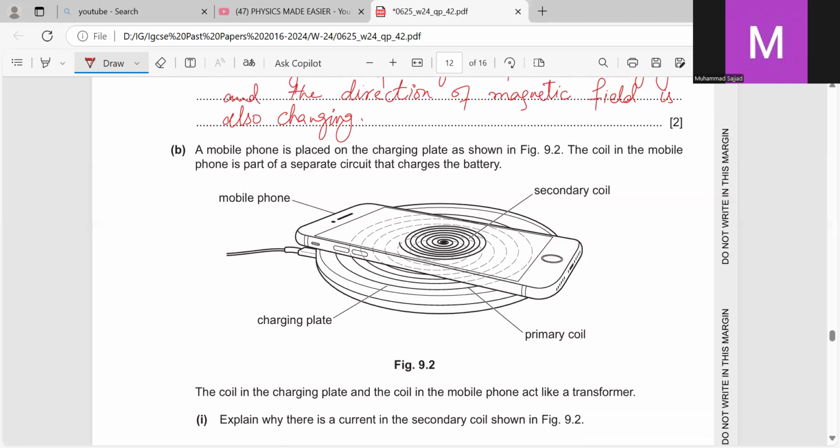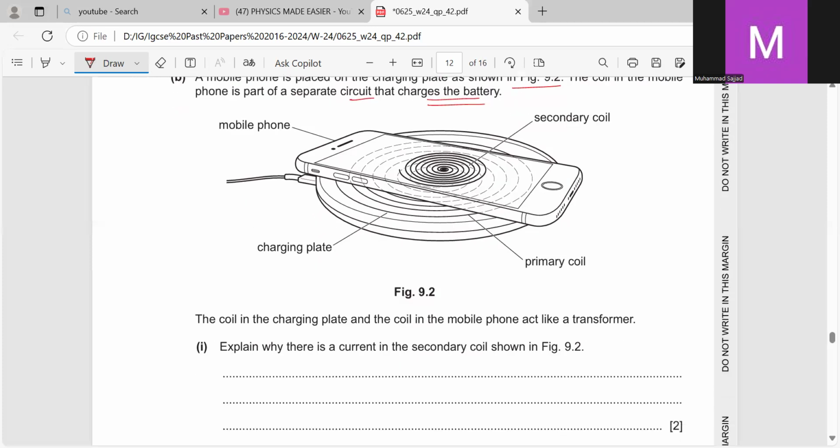A mobile phone is placed on a charging plate as shown in figure 9.2. The coil in the mobile phone is a part of the separate circuit that charges the battery. So there is a secondary coil, there is a charging plate, and there is a primary coil. It is just like the concept of a transformer without the presence of an iron core. The coil in the charging plate and the coil in the mobile phone act like a transformer. That is also mentioned by the examiner.